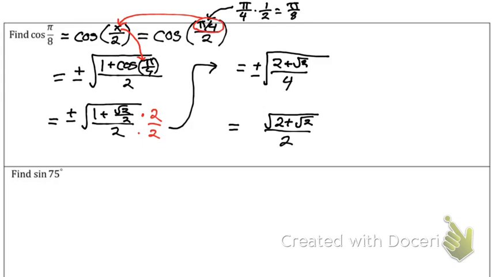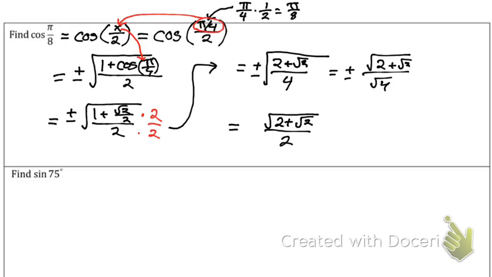Wait, how did the 4 change to a 2 all of a sudden? What's the square root of 4? Oh. It is 2. So there is an intermediate step if you need it. This would be square root of 2 plus square root of 2 all over square root of 4, which gives me that square root of 2. Now I have to decide if it's plus or minus. We have to know if it's plus or minus.